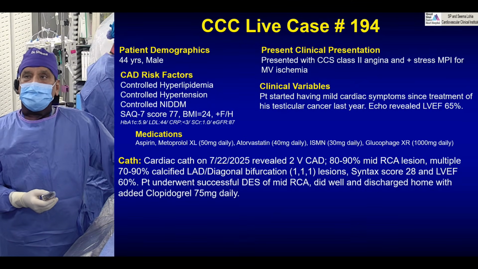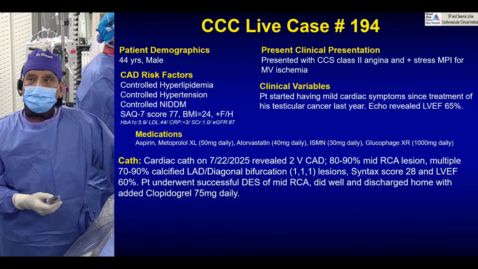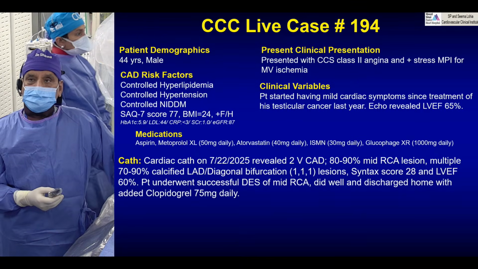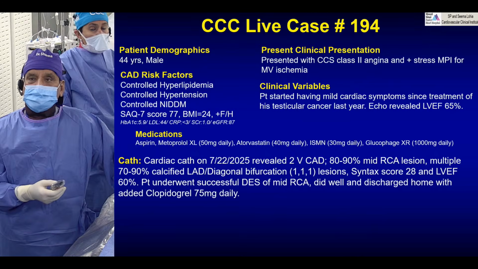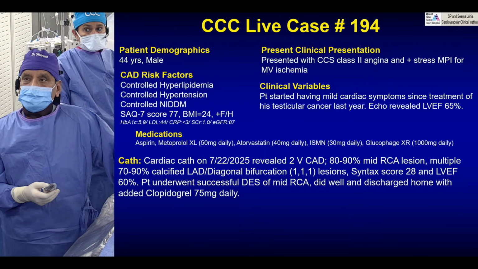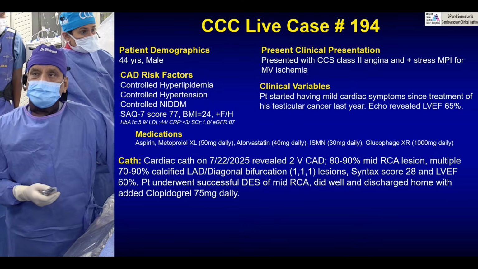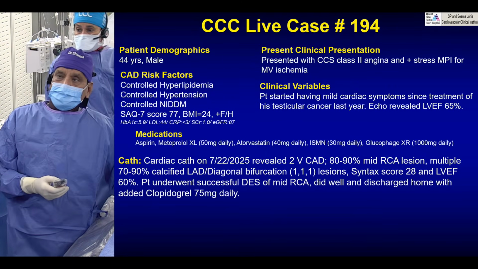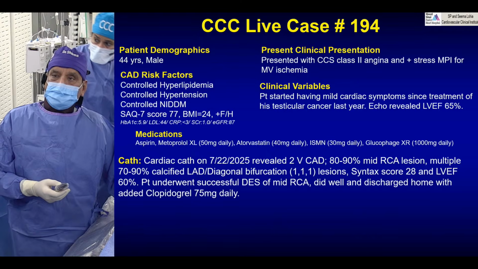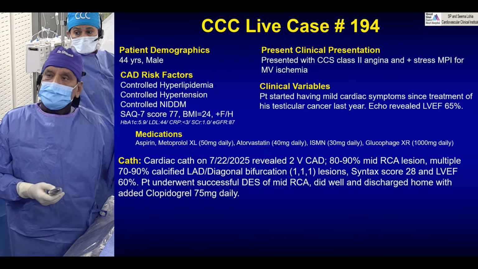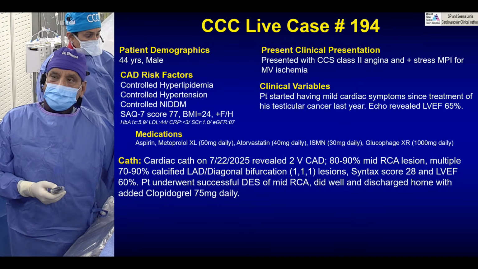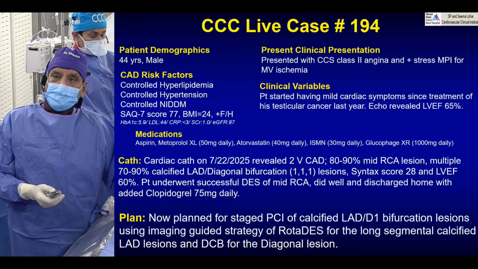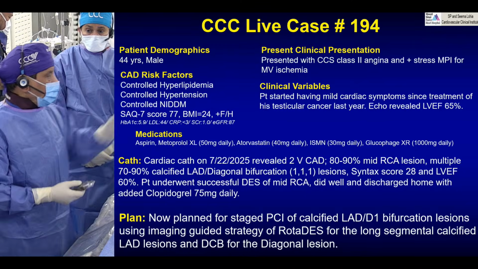So this is case number 194, a 44-year-old patient who has angina and a positive stress test, with good risk factor control. We always present them: A1C, LDL, CRP, creatinine and eGFR, all good. The patient had some treatment for testicular cancer. Since then, an echo shows normal ejection fraction on good medical therapy. The patient had 2-vessel disease of the RCA and multiple lesions of the LAD and diagonal, which we will show, and good EF, and had a stent in the RCA.